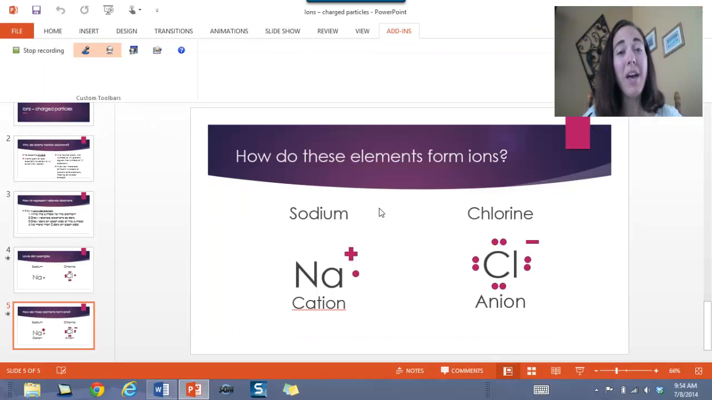So I hope that review helped. Bring all this notes with you next time, and we'll keep practicing our Lewis diagrams.